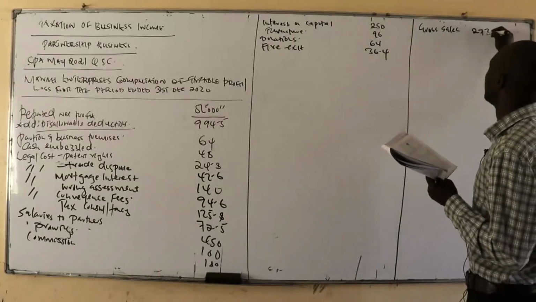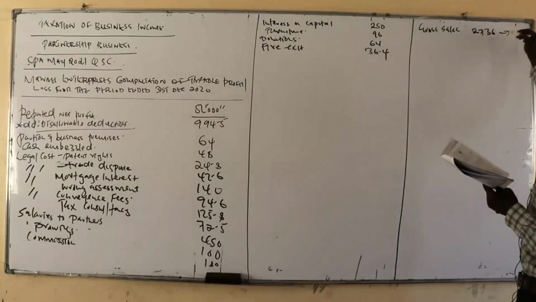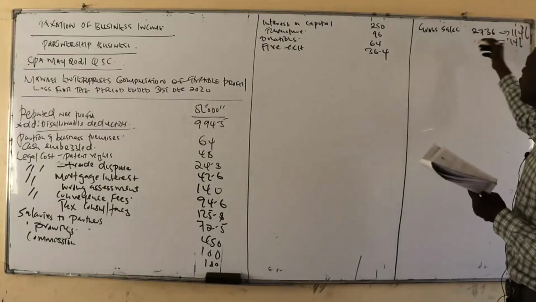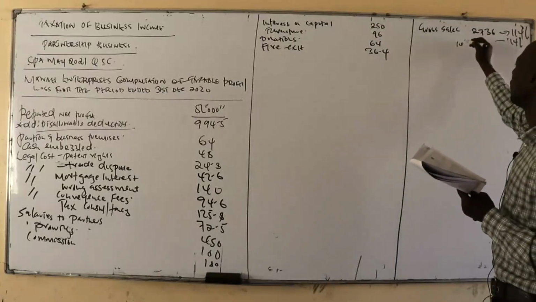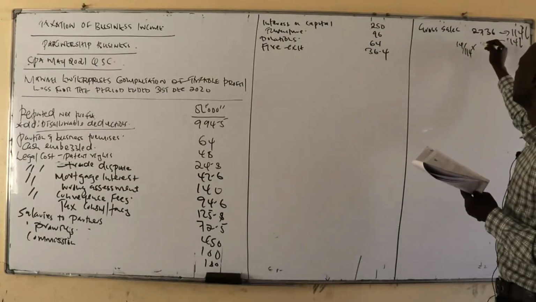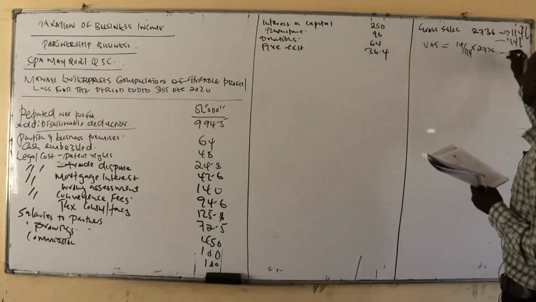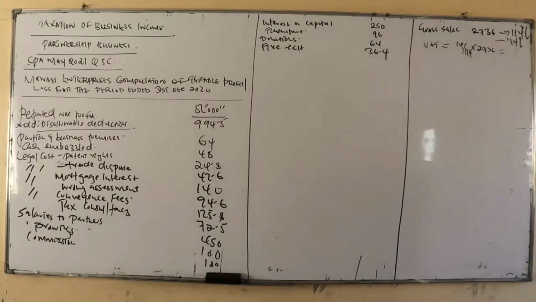2,736,000. 2736. So this one is equivalent to 114%. So we need 14%. We need to know what is 14%. What is 14%? So 14% will be how much? It is 14 over 114 times 2736. So the VAT, that is how much? 336, isn't it? That is the VAT in sales.